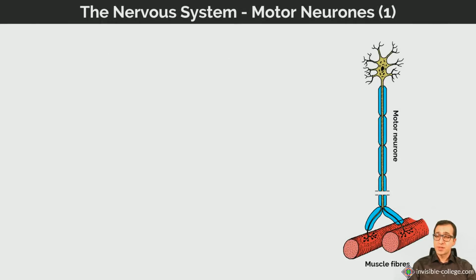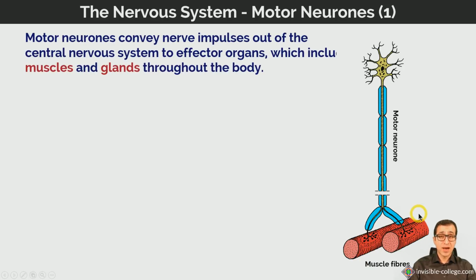Now, motor neurons will work by conveying nerve impulses out of the central nervous system, which is where their cell bodies are located, to effector organs such as muscle fibers. So here we can see a motor neuron which is relaying or carrying information from the central nervous system to muscle cells. So the impulses from this motor neuron will cause these two muscle fibers, these two muscle cells, to contract. But it can also cause glands to release secretions as well.